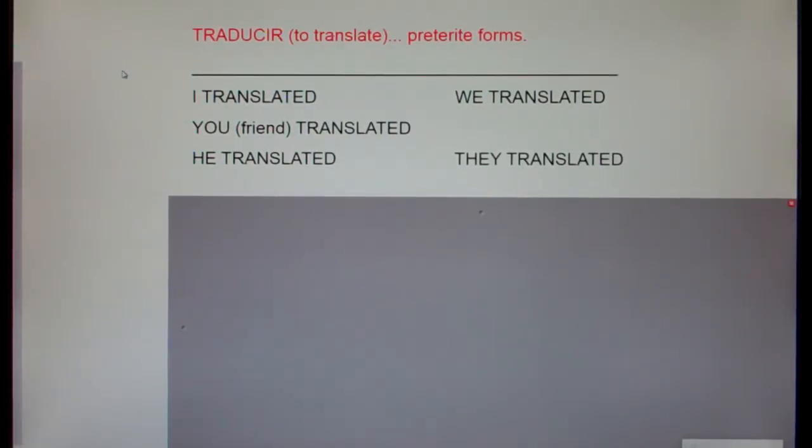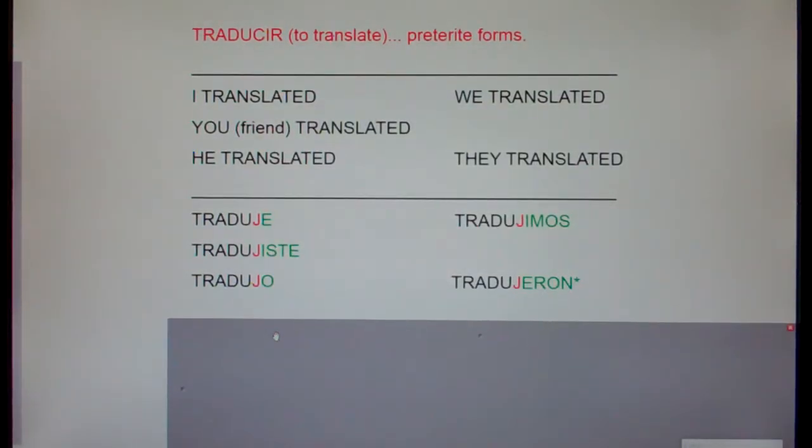Okay, I'm going to say each of these verb forms in English then Spanish and clap. And after I clap, I'd like you to repeat both the English and the Spanish with me. Okay? Here we go.